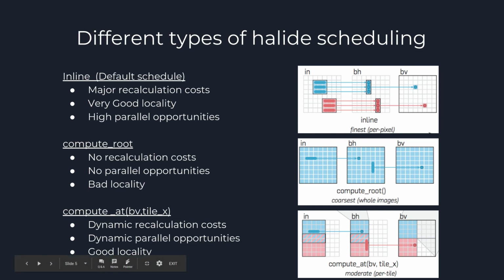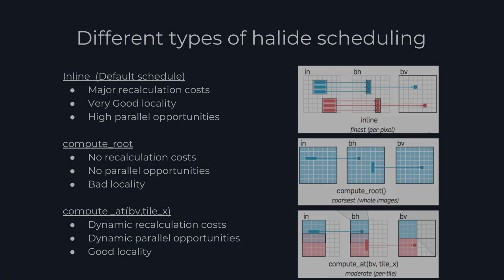The next one is the compute root scheduling type. This is completely serial and therefore has no recalculation costs. It also has no parallel opportunities because it's serial, and it has bad locality. This is due to the fact that it calculates the full BH first and then the full BV second.